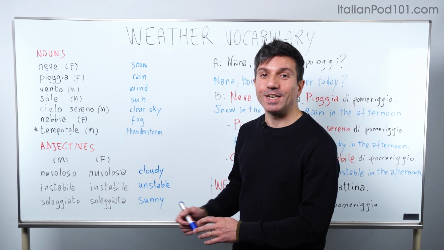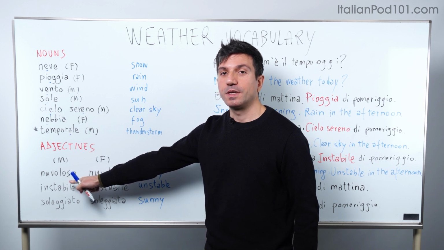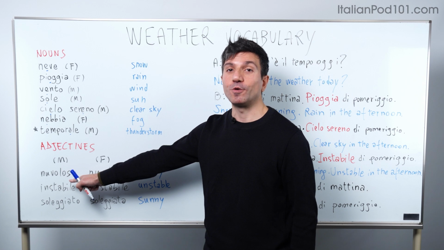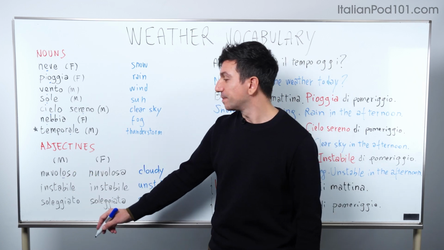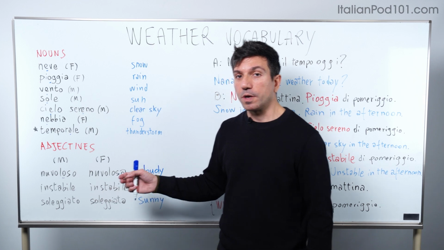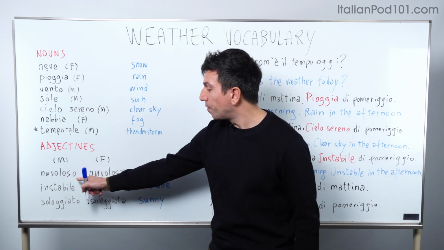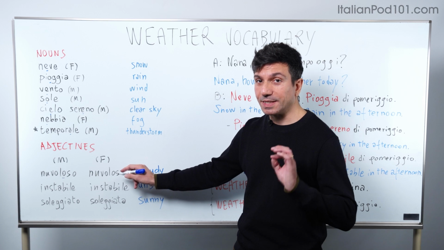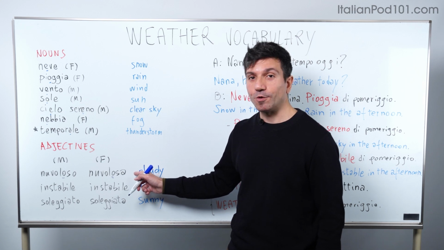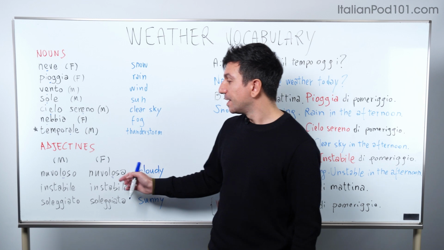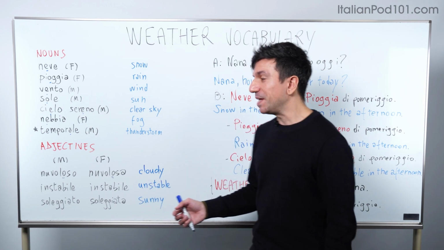Okay, let's check other adjectives. Are you ready? The first is nuvoloso. The accent is on the second O. And this is the masculine form. If you check the feminine form, you can realize that we have a different vowel at the end of the word. The accent is the same on the second O, and it is nuvolosa. So for masculine, nuvoloso. For feminine, nuvolosa. The meaning is cloudy.